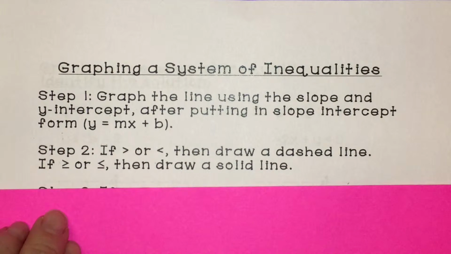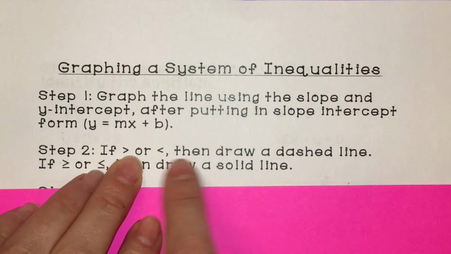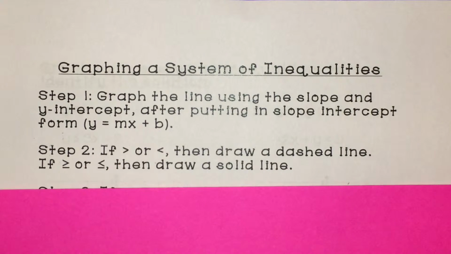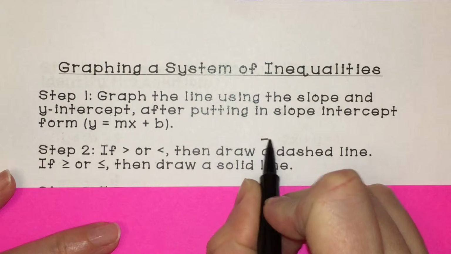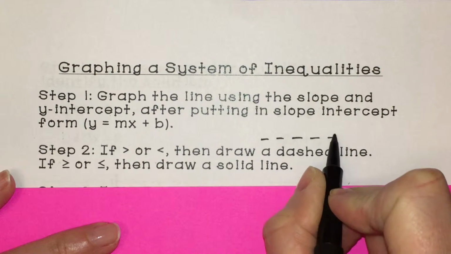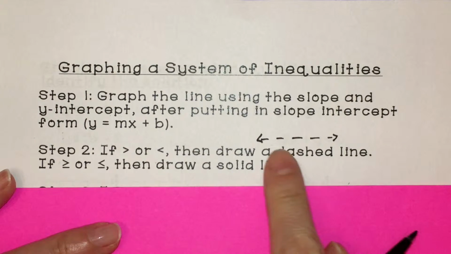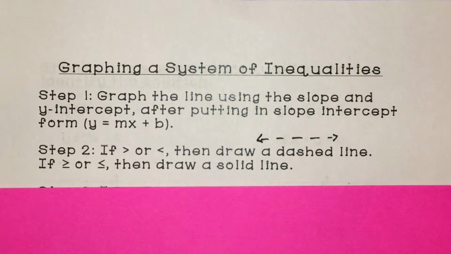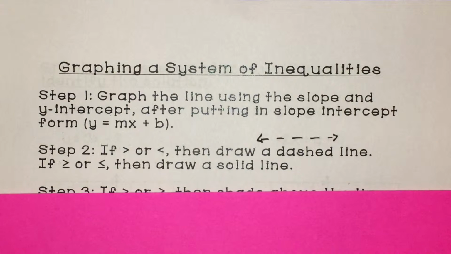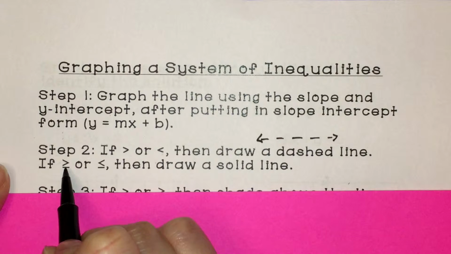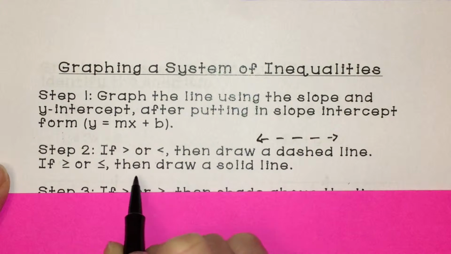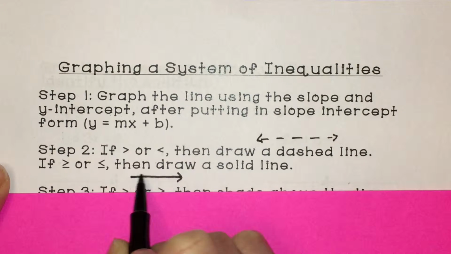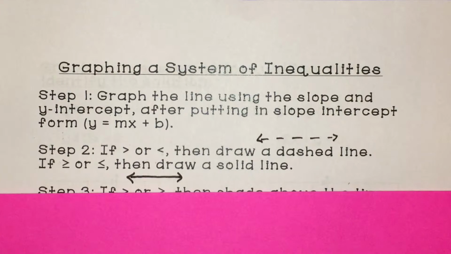Next step, if you have greater than or less than, you're going to draw a dashed line. So when you're graphing the line, it's actually going to just be dashed. It's not going to be filled in, because if it's strictly greater than or less than your line, it does not include the line itself. That's why it's dashed, meaning the line is not included. However, if you have greater than or equal to or less than or equal to, then you're going to draw a solid line. Because of the or equal to part, it means it does include that line.